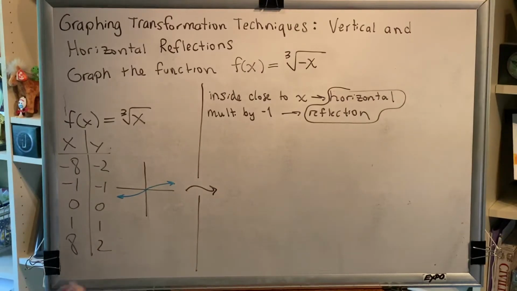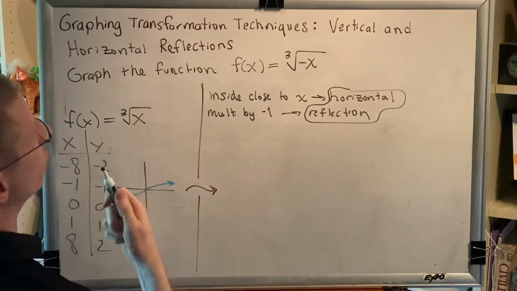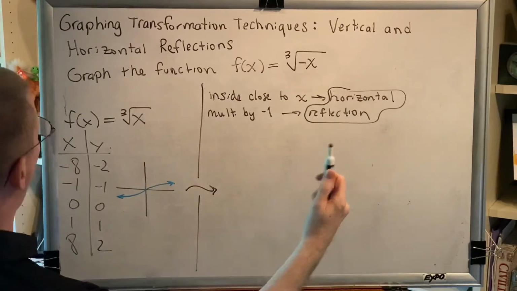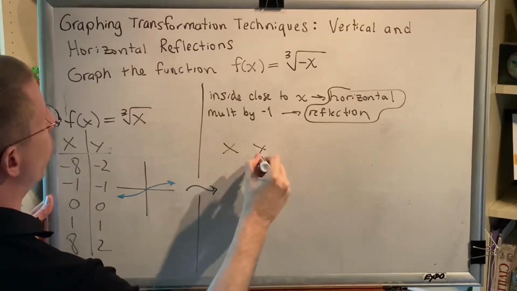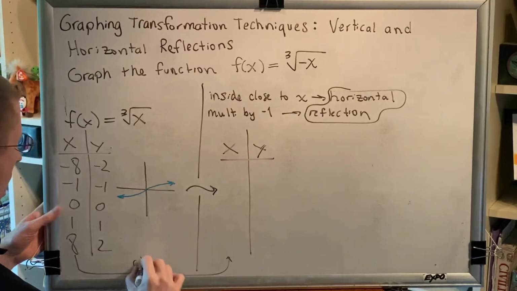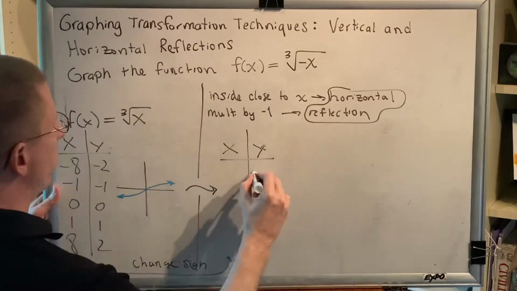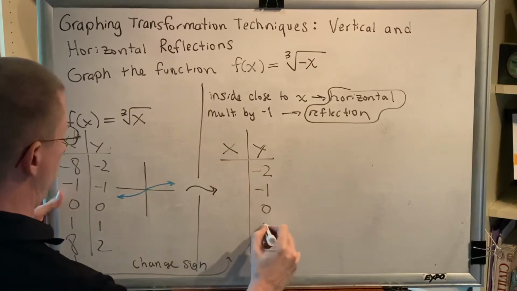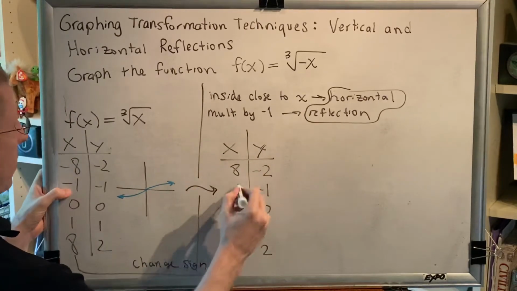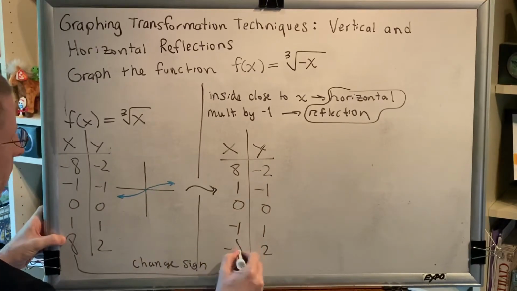Okay, great. So we know that for a horizontal reflection, we are spinning our graph around the y-axis, which means anything that used to be on the right is now on the left. Anything that used to be on the left is now on the right. And therefore, all of the x coordinates are going to change sign. The y coordinates do not change. So if the y's are not going to change, we can go ahead and write those values here. But the x's are all going to change sign. So instead of -8, we'll have +8. -1 becomes +1. 0 stays 0. 1 becomes -1. And 8 becomes -8.